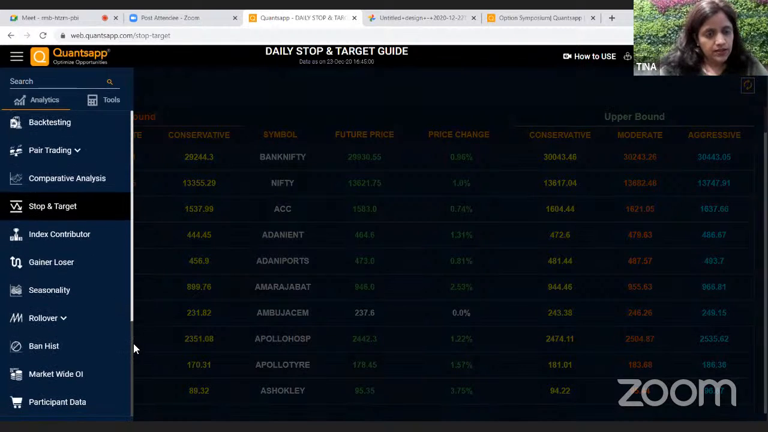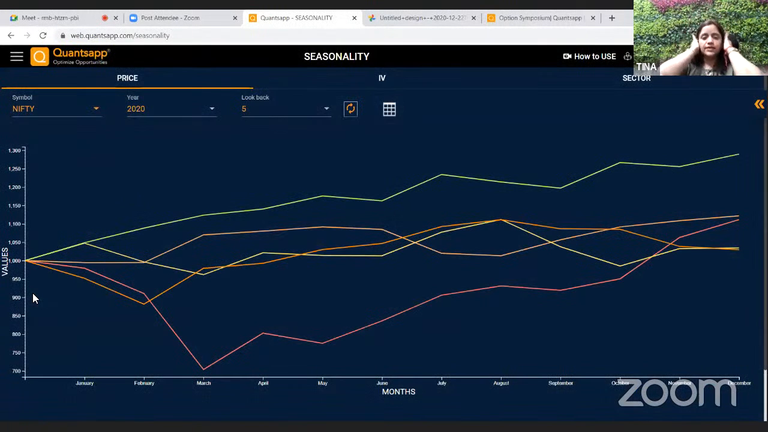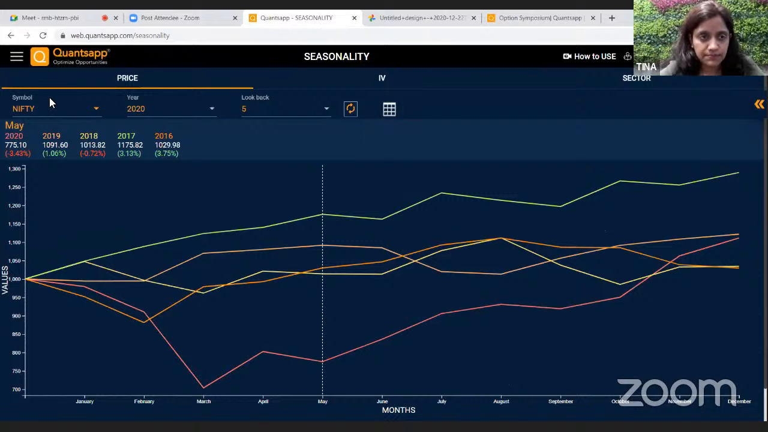Now I'll take you to the seasonality one. Basically, seasonality is one of the old concepts, wherein we always look at how things have moved year over year, month over month. So you put the symbol, and say the base year is 2020. I'm looking back at 5 years of data.